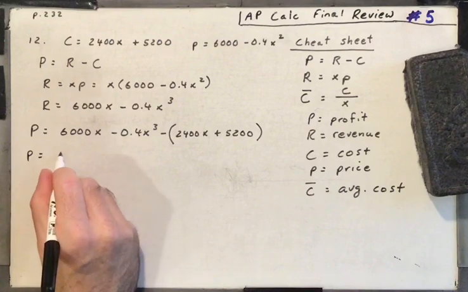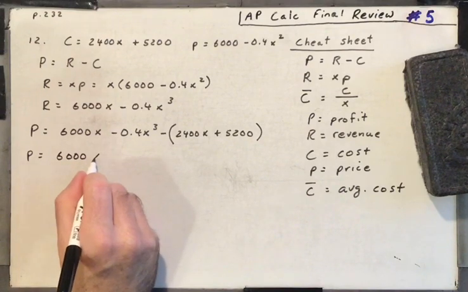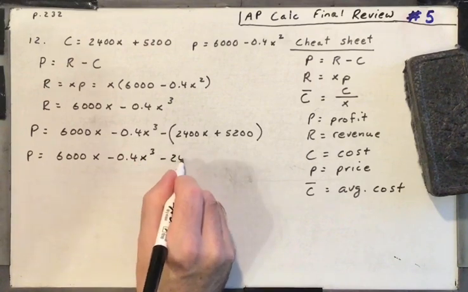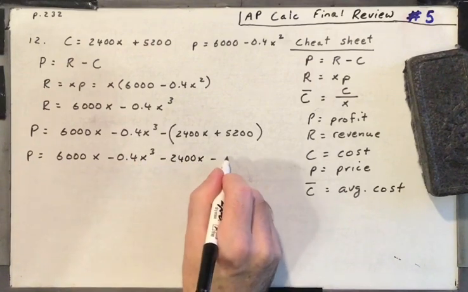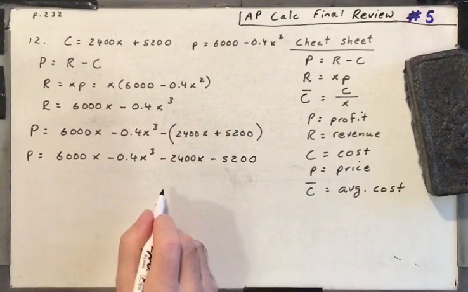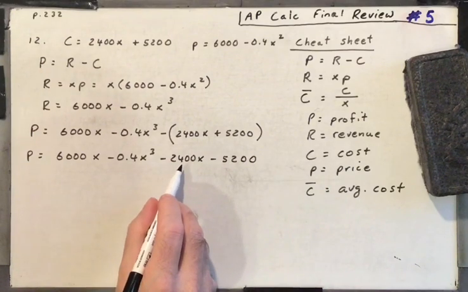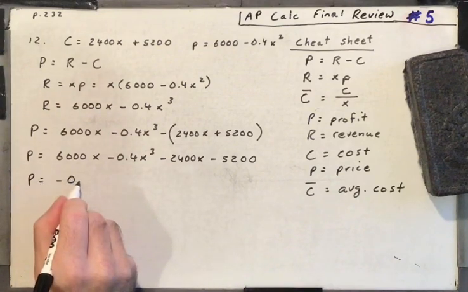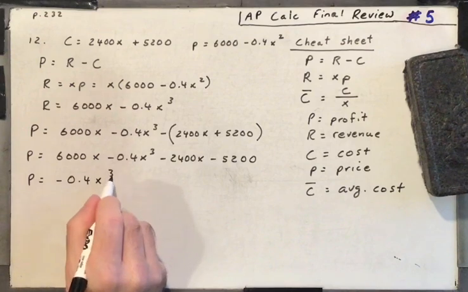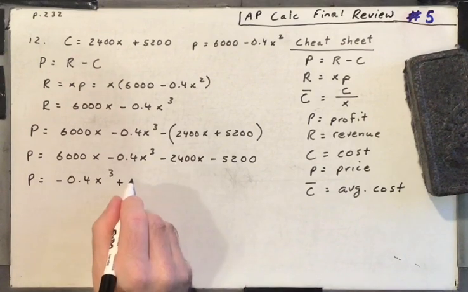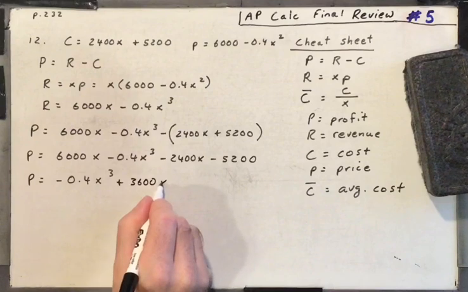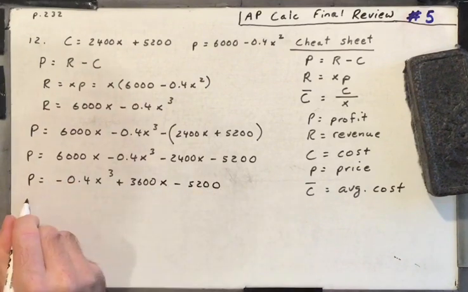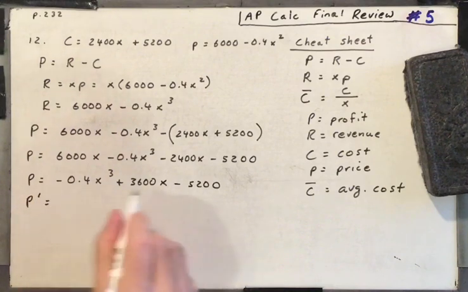So profit is equal to 6,000x minus 0.4x cubed minus 2,400x minus 5,200. All right, so that's going to be profit is minus 0.4x cubed plus 3,600x, 6,000 minus 2,400 minus 5,200. Now we can take the derivative to maximize the profit.